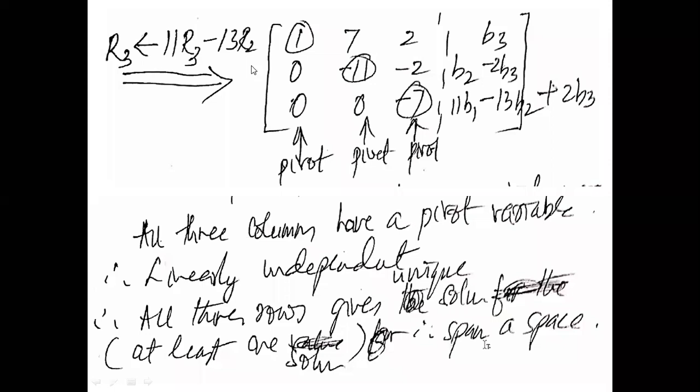So finally you end up with a matrix like this, where the first row is a pivot, the second is a pivot, and the third is a pivot. And across the dotted lines, the values of B have changed according to the row operations. Okay? So you can see that all three columns will have a pivot variable.